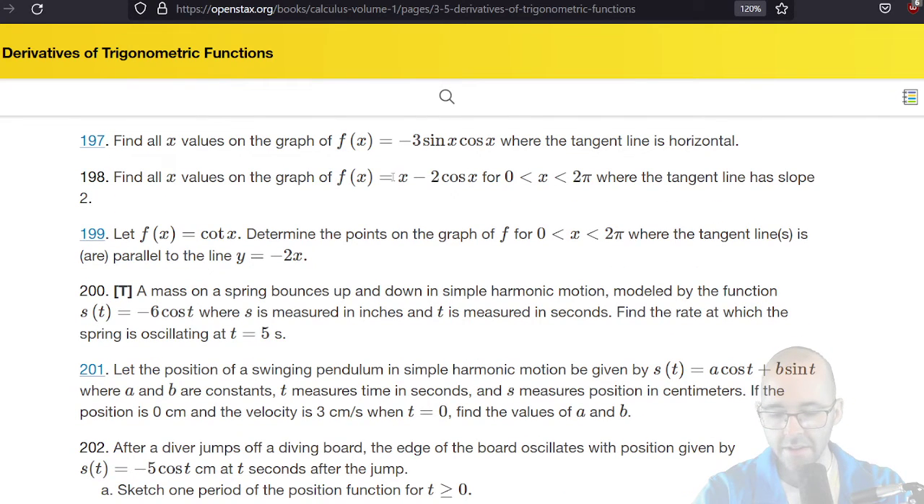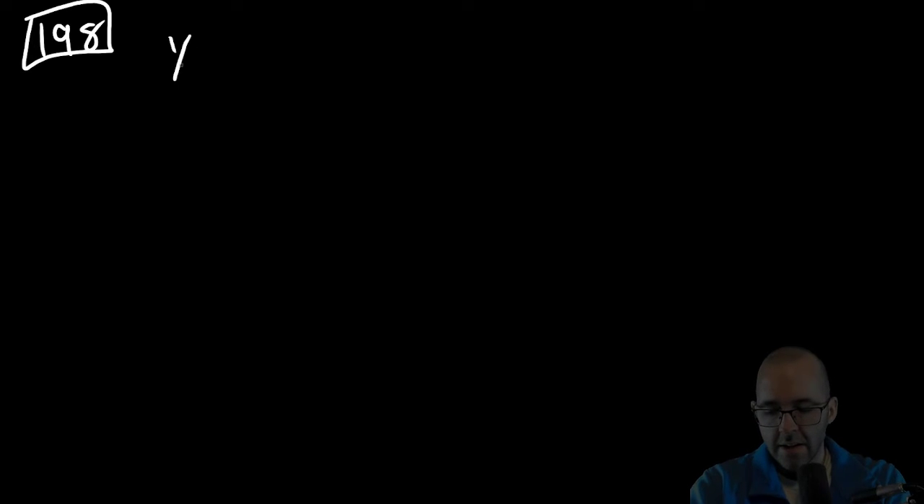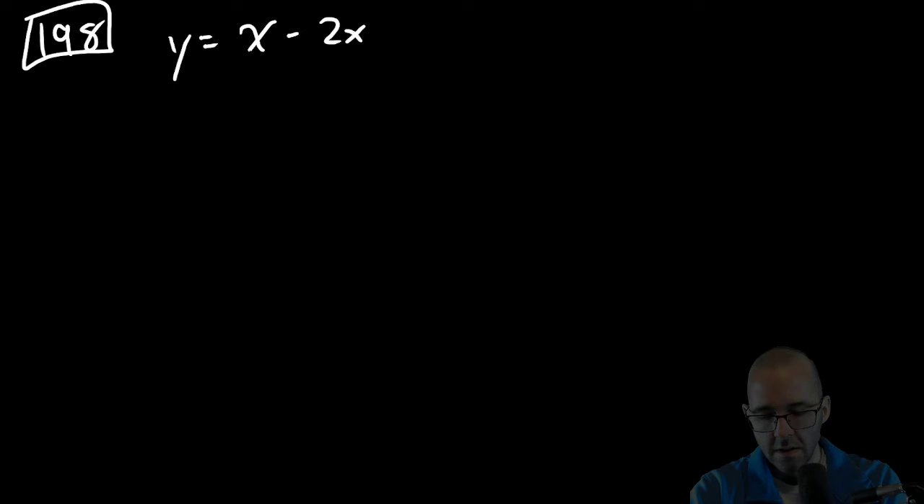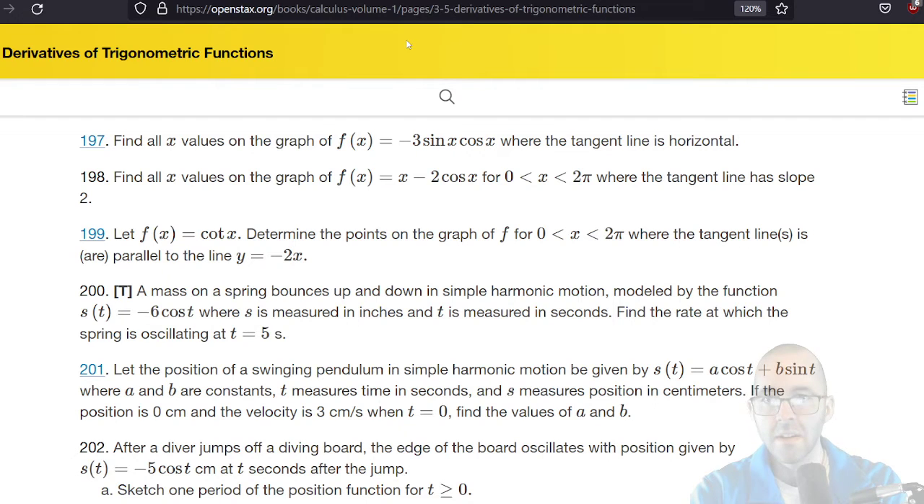Find all x values on the graph of this between 0 and 2 pi where the tangent line has slope 2. All right, our function is x minus 2 cosine of x. X minus 2 cosine of x.